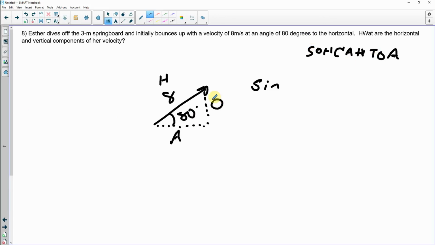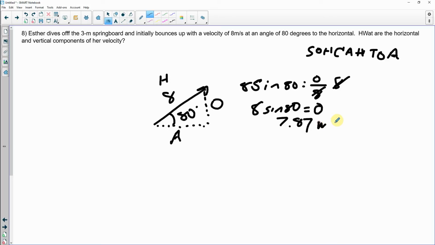So yeah, because we're looking for the opposite and we have the hypotenuse already, we're going to use sine of 80 equals the opposite over 8, which is my hypotenuse. And that means we're going to find the opposite side. We'll multiply both sides by 8. So those cancel out. O equals 8 sine 80. And 8 sine 80 is going to be 7.87 meters per second.